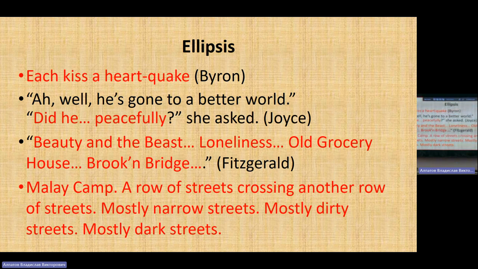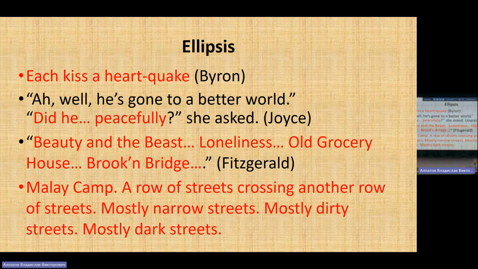And one more area where ellipsis is widely used is the so-called telegraphic style, which you're familiar with from school, right? When you just mention the subjects without predicates, or vice versa, you just mention the predicates without the subjects. Beauty and the Beast, loneliness, old grocery house, Brooklyn Bridge from Fitzgerald, right? Or for example, Malay camp, a row of streets, crossing another row of streets, mostly narrow streets, mostly dirty streets, mostly dark streets, no predicates. Does it remind you of any classical Russian poem? Ночь, улица, фонарь, аптека. Right.